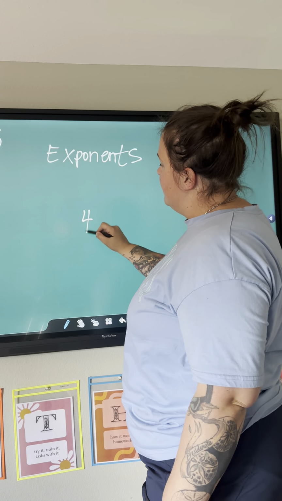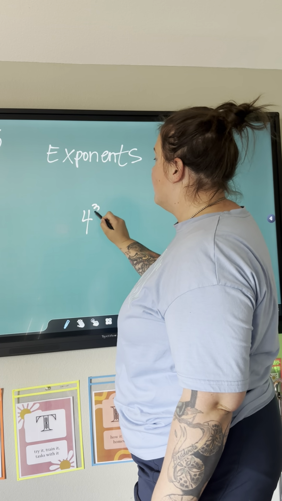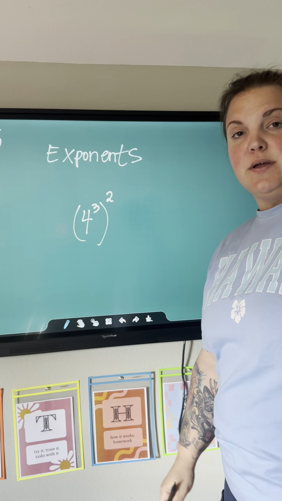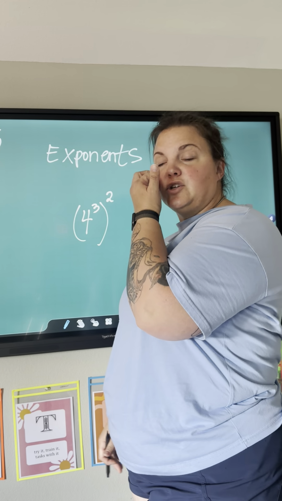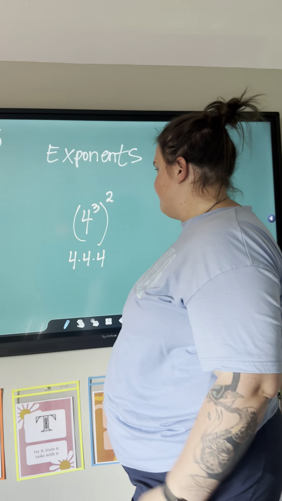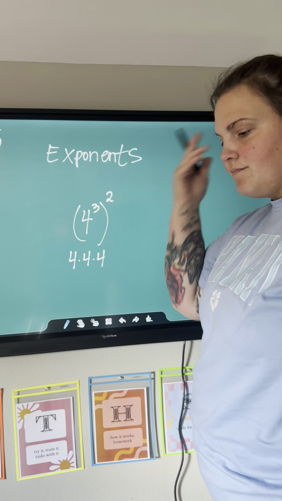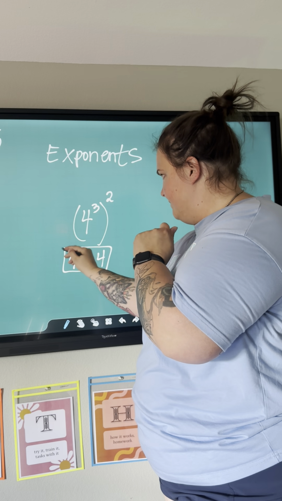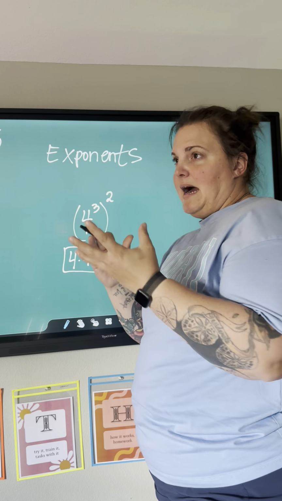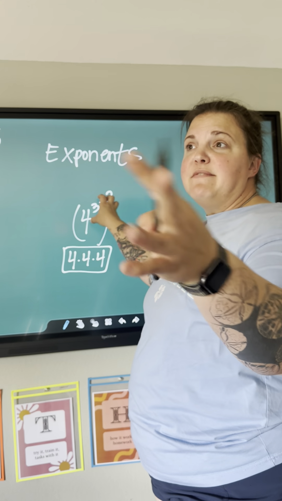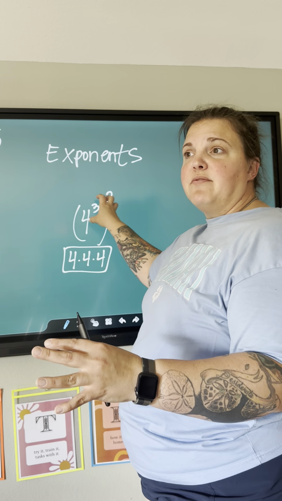What if you had an exponent raised to an exponent? Same thing, we're going to work through it logically. 4 to the third is 4 times 4 times 4. That is one thing. And I'm asking that this thing be squared. Well, what is 5 squared? It's 5 times 5, right?